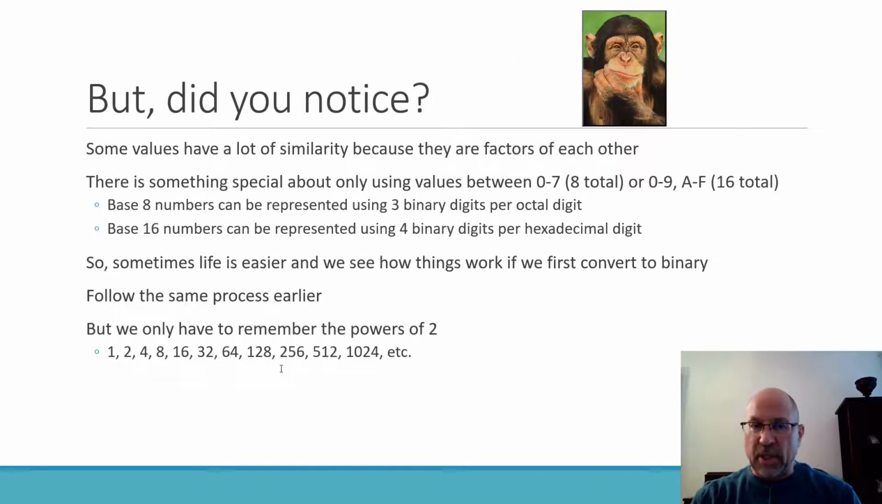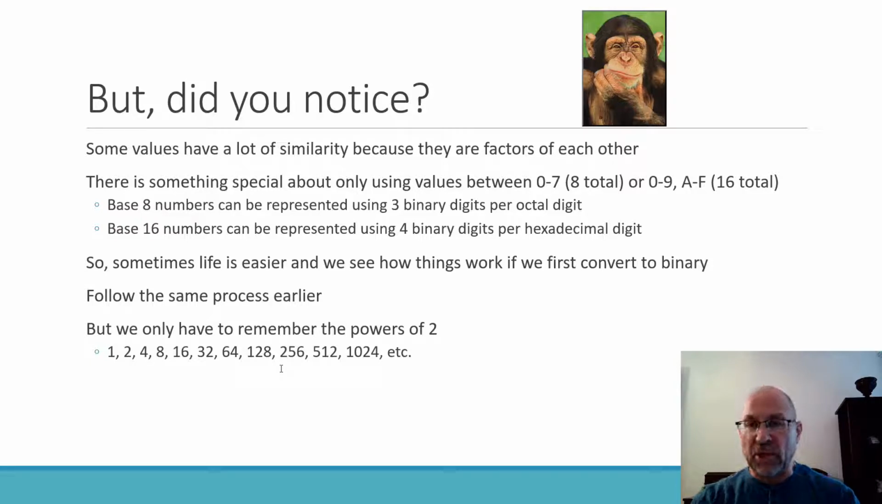But did you notice a couple things? First of all, some values have a lot of similarity. In both cases, we started off with 4096. So not only is that a power of 2, but it's a power of 8 and a power of 16. Well, that shouldn't be too strange because we're dealing with factors of each other. Now, they're not always the same. Clearly, there's a difference between 8 squared and 16 squared.